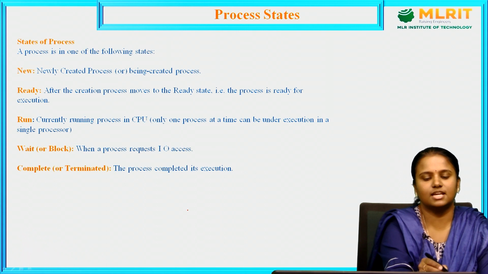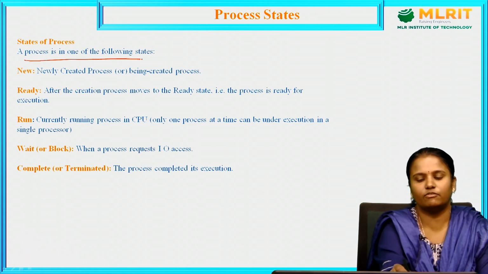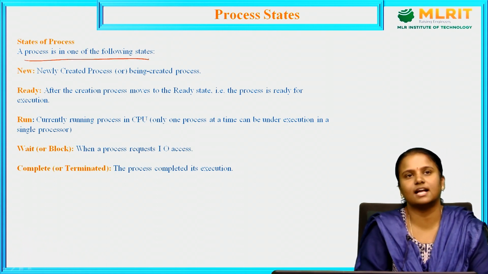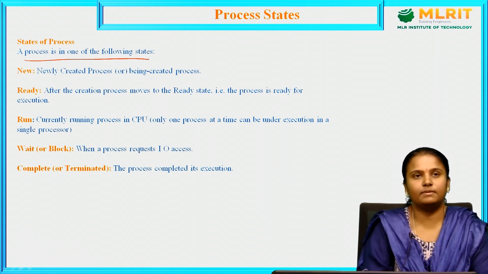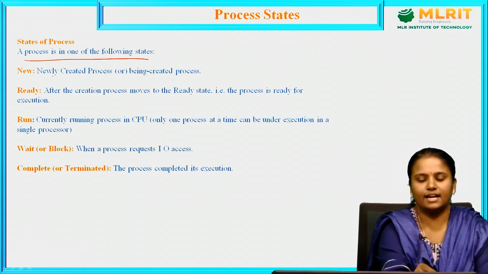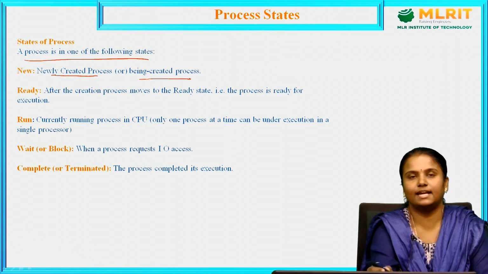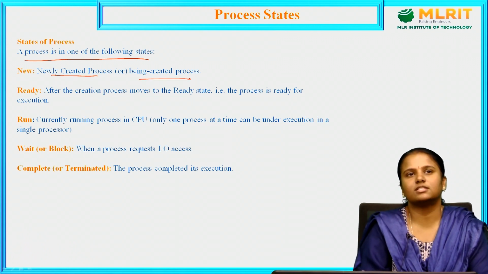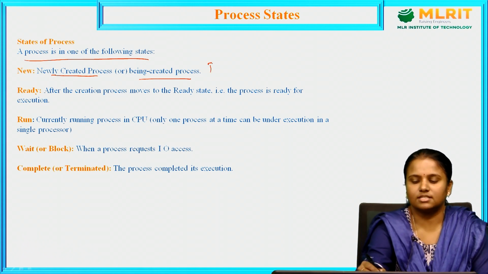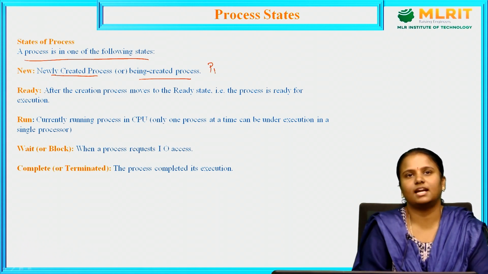Process states. A process consists of one of the following states: new, ready, run, wait and complete. Complete is nothing but terminated. New is a newly created process or a process being created. A process is created under the new state. Let us take P1. P1 is creating one process.